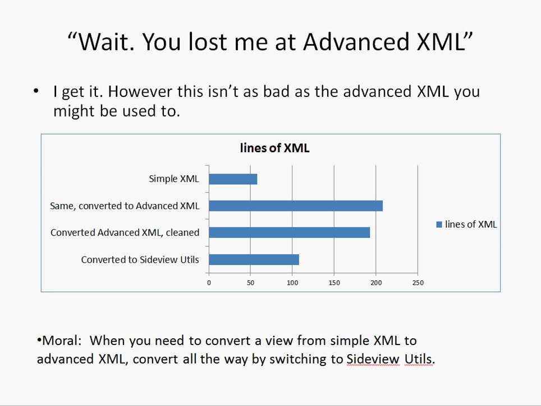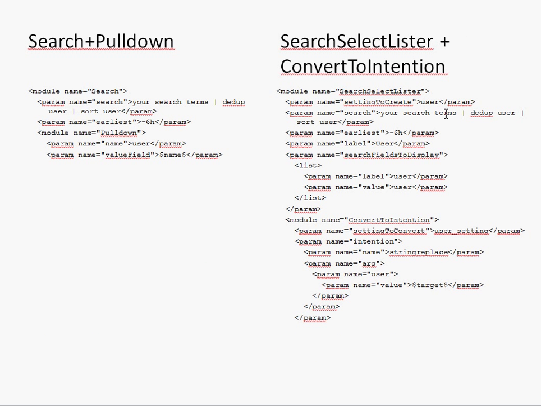Let's look at a dynamic dropdown in one world versus another. On the left, we have here the Sideview system using a search module and a pull-down module. These create a dynamic dropdown. On the right, this is how you do the same user interface in the core Splunk modules. You can see the difference in the number of lines of XML. And that's the metric that we were talking about in the previous chart.